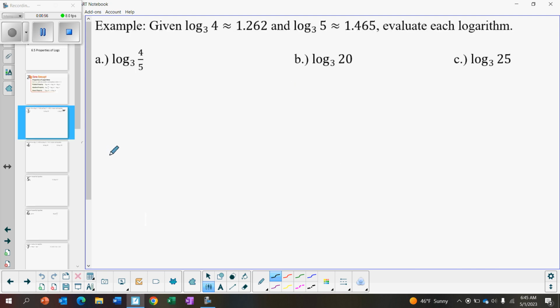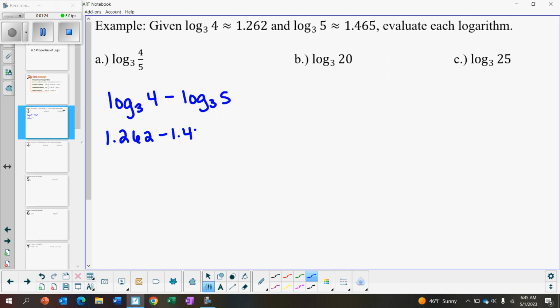So the first thing we're going to do is evaluate these logarithms. We're told that log base 3 of 4 over 5, we know we can expand that, right? Quotient is subtraction, so log base 3 of 4 minus log base 3 of 5. And now I could take the values that we said for log base 3 of 4 and log base 3 of 5 and actually subtract them. So we have 1.262 minus 1.465. And when I subtract that, I get negative 0.203.